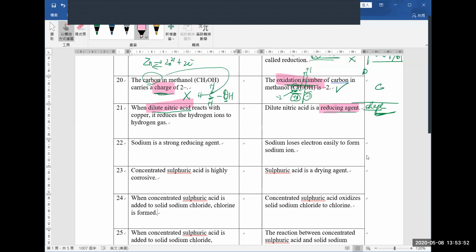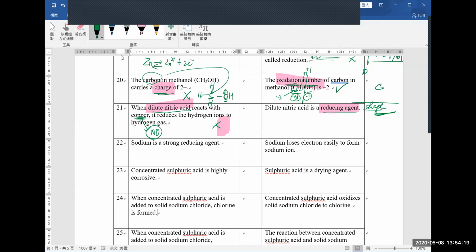You think it's B? Both statements are correct. Produce NO gas. Yeah, the first statement is not correct, because there is a reaction, right? These two will have a reaction. It will produce NO, not hydrogen. So the first statement is wrong.